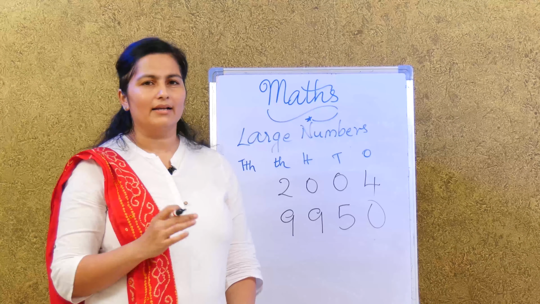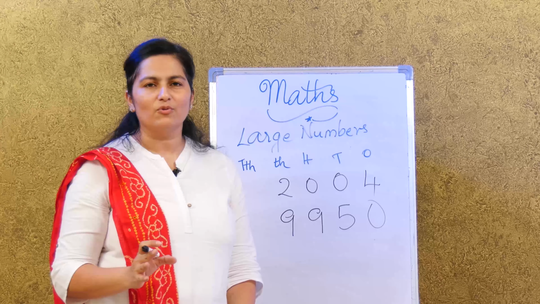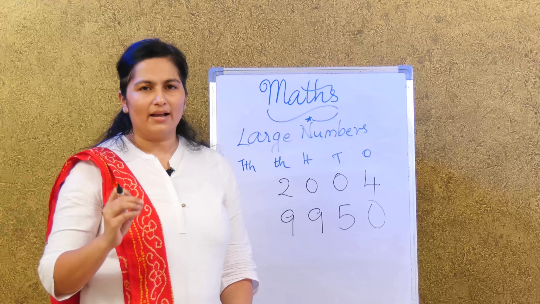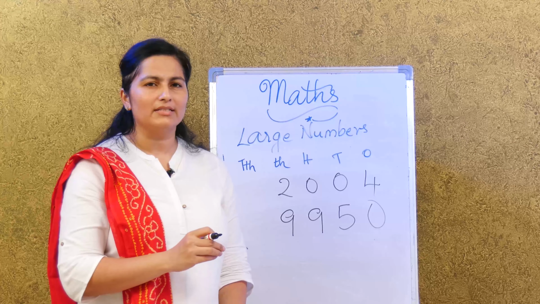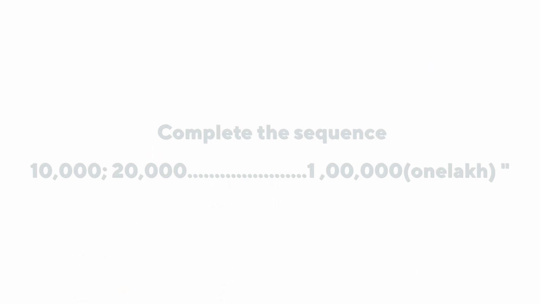Every time, like I mentioned earlier, just have your notebook and you can do the sum and figure it out there, and then come back to the textbook with the right answer. Next one is complete the sequence. We have learned this already, but you know the next one is 30,000, then it's 40,000, then it reaches up till 1 lakh, or otherwise called 100,000.